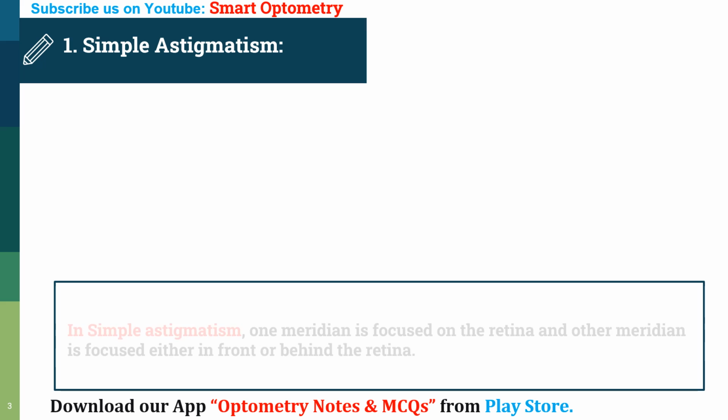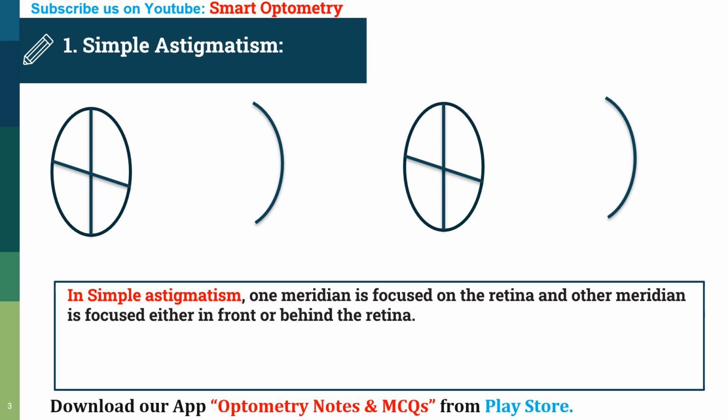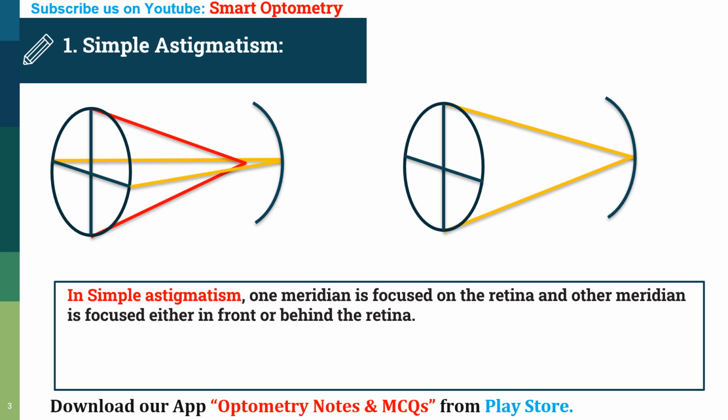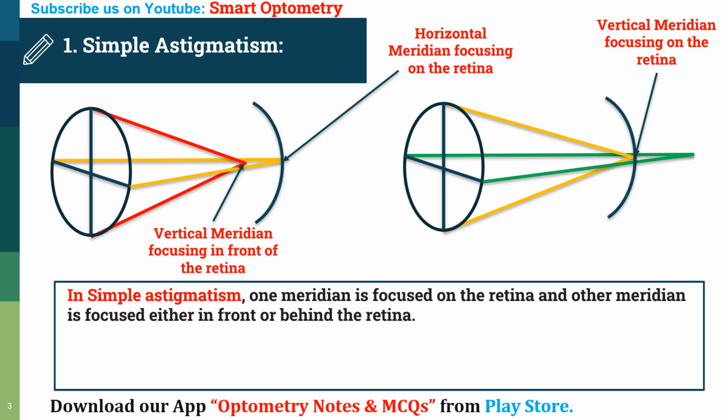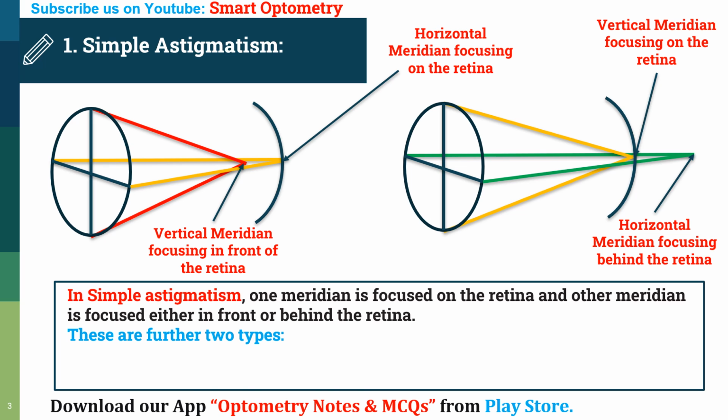Simple astigmatism. In simple astigmatism, one meridian is focused on the retina and the other meridian is focused either in front or behind the retina. Here in this figure you can see the horizontal meridian focusing on the retina and the vertical meridian focusing in front of the retina. And in this figure, the vertical meridian is focusing on the retina and the horizontal meridian is focusing behind the retina. Simple astigmatism can be further divided into two types: simple myopic astigmatism and simple hyperopic astigmatism.